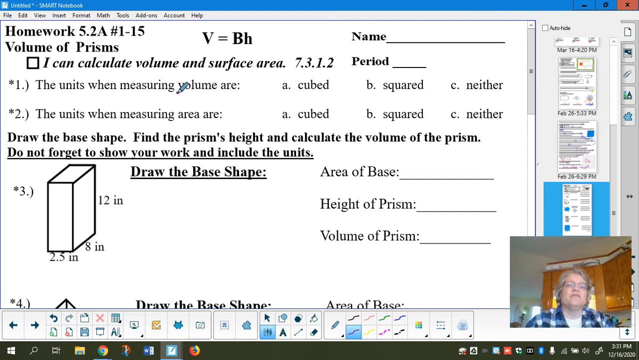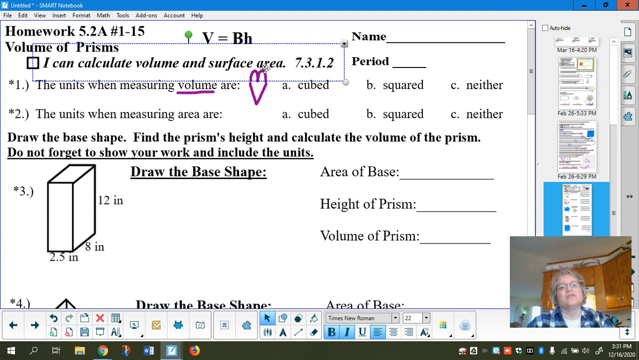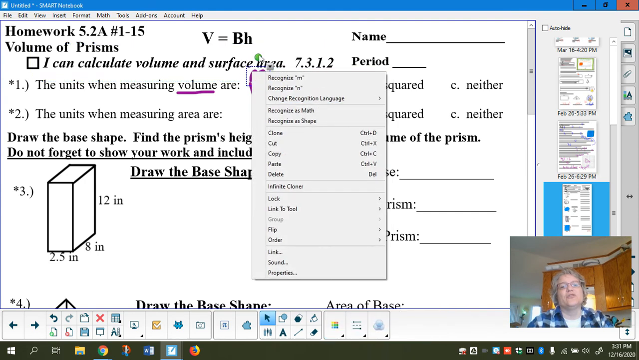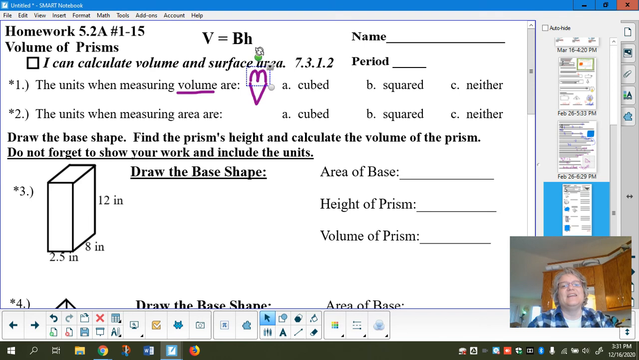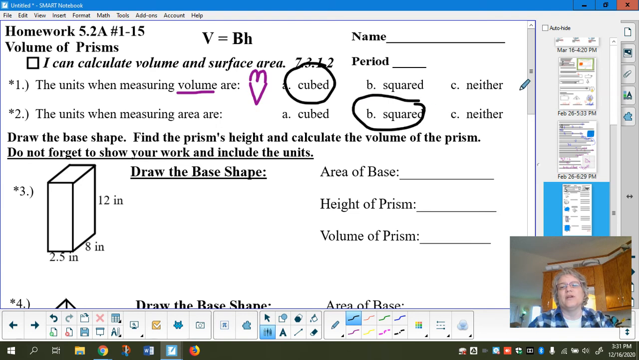The units when measuring volume, I heart volume. So I'm going to write the V, and I'm going to make it a heart. See, it's a heart. I heart volume. And look, if I take that and turn it, not that part, this part, if I turn it, it's a 3. I heart volume. Somebody should make a GIF of that. So it is cubed because we make it out of cubes. The units when measuring area are, area is made of squares, so it's squared.